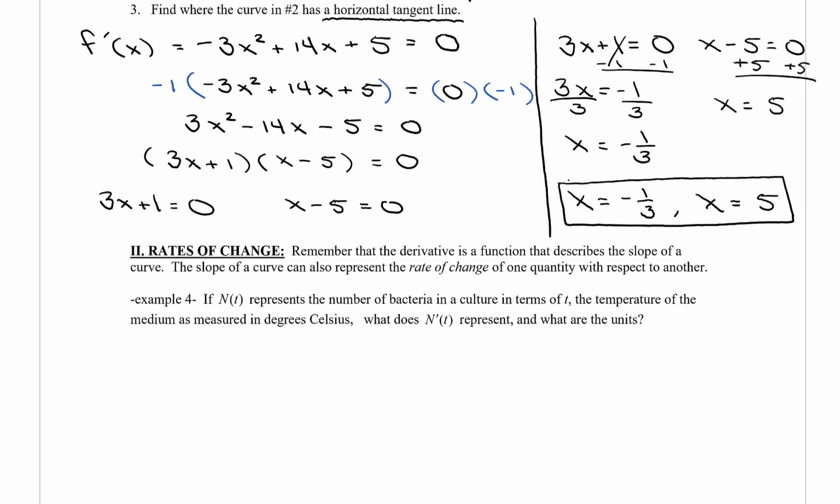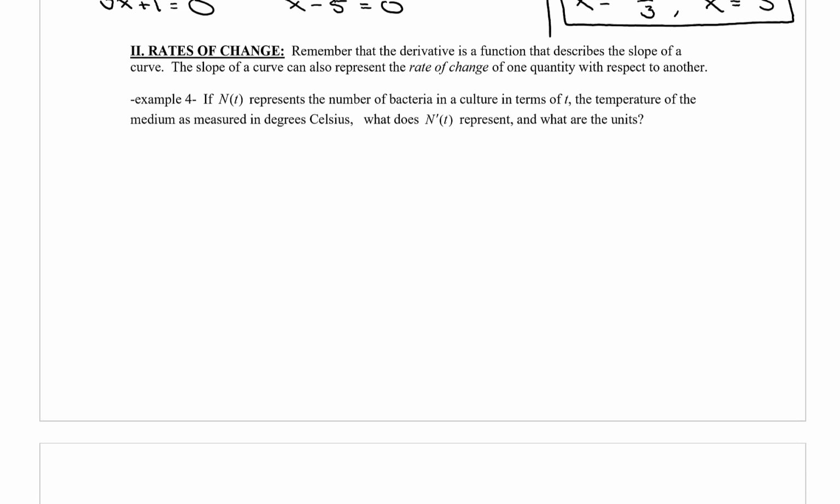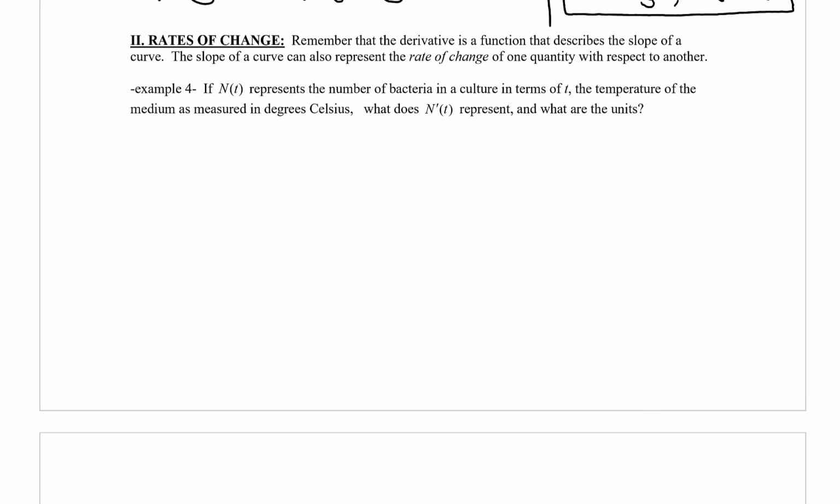2. Rates of change. Remember that the derivative is a function that describes the slope of a curve. The slope of a curve can also represent the rate of change of one quantity with respect to another. Example 4. If N(t) represents the number of bacteria in a culture in terms of T, the temperature of the medium as measured in degrees Celsius, what does N'(t) represent, and what are the units?